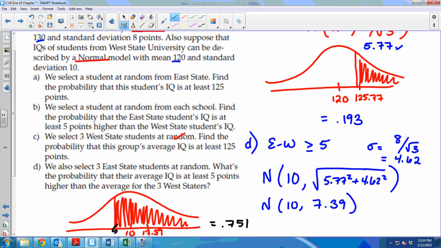The hardest thing in this chapter, it's not even the hardest thing, is you just have to remember a lot of stuff. You have to think about the question. Are you talking about means, or are you talking about proportions? Because that makes a difference. It makes a difference in the conditions that you check, and it makes a difference in the formulas that you use. So those are some things to think about.